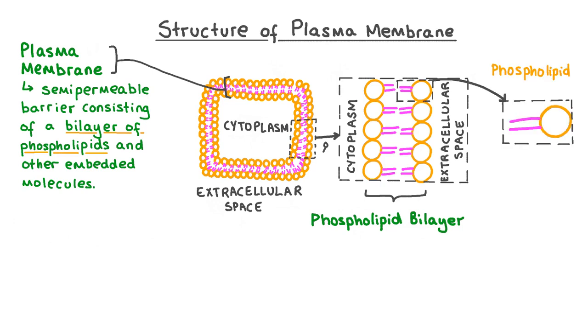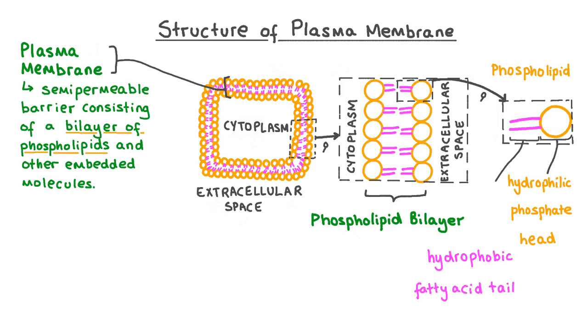Plasma membranes consist mostly of molecules called phospholipids, one of which we can see magnified here. Each phospholipid has a hydrophilic phosphate head and a hydrophobic fatty acid tail. The prefix hydro in both words refers to water molecules, while the suffix philic means loving, showing how these phosphate heads are attracted to water. The suffix phobic means fearing, showing how these fatty acid tails are repelled by water molecules. This causes the phospholipids to arrange themselves into two layers, which is otherwise known as a bilayer.